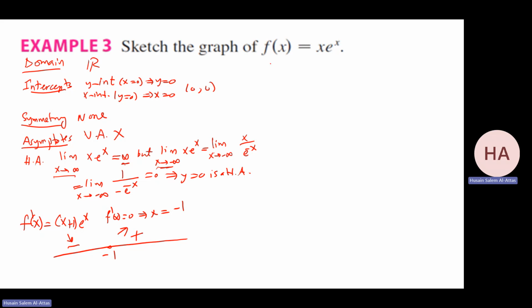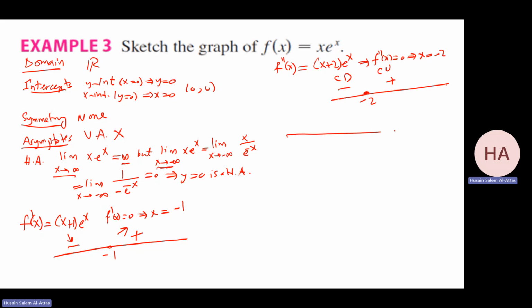Now we will do f double prime. If we do the calculation, you get this. So f double prime equals 0 implies x equal minus 2. So I need to do this with minus 2 only, and it will be negative, positive. So it's concave down, then concave up. I'll put them in one graph. I have minus 2 and also minus 1. For f prime, this is decreasing, decreasing, then increasing. This is concave down, and this is concave up.